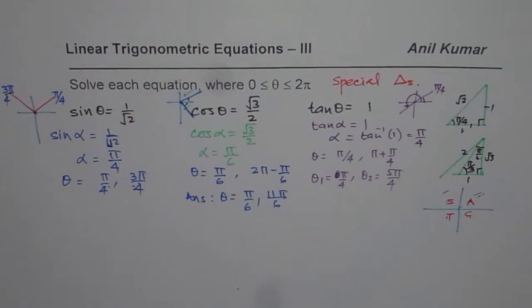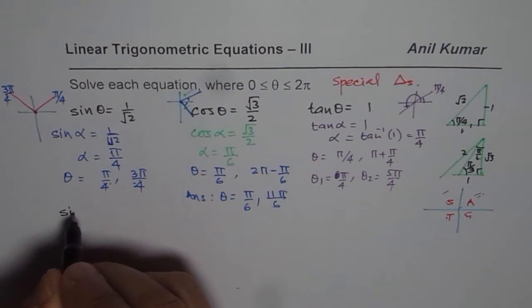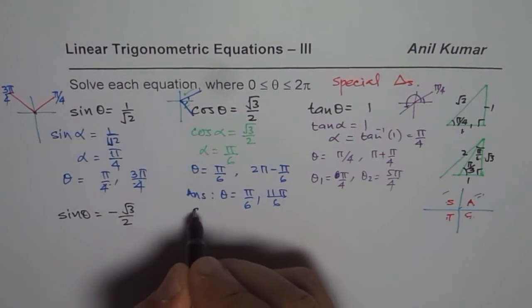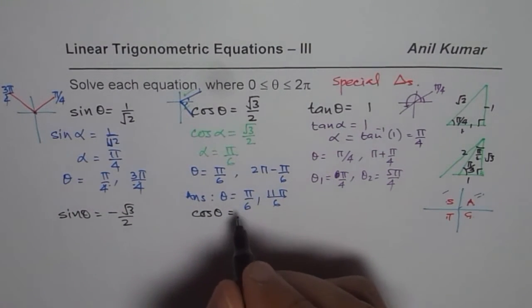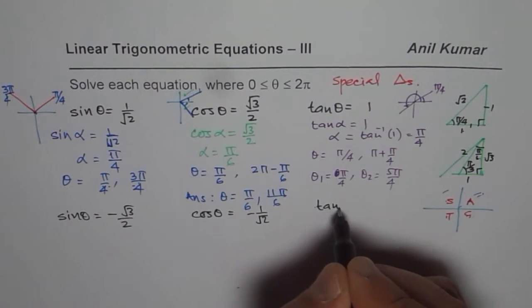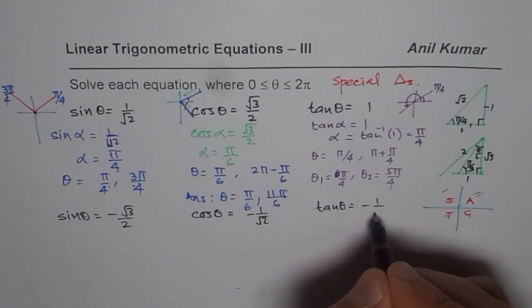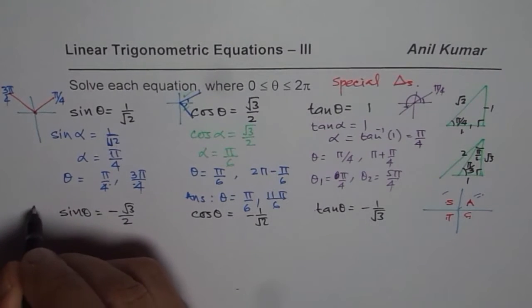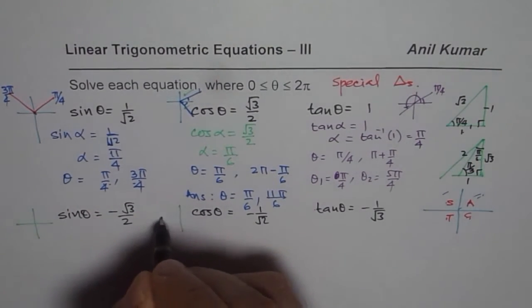Now let me take a few examples with negative values this time. So we will say sine theta equals minus square root 3 over 2, cos theta equals, let us say, minus 1 over square root 2, and tan theta equals minus 1 over square root 3. Now in this case, how are you going to give solutions? So let me show you a fast way of doing it for all three of them.